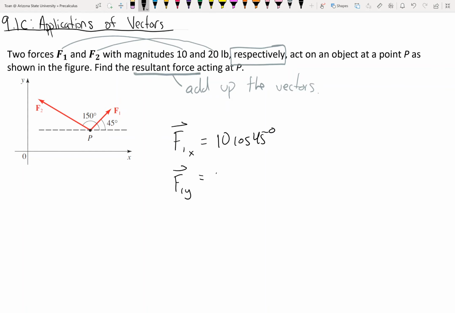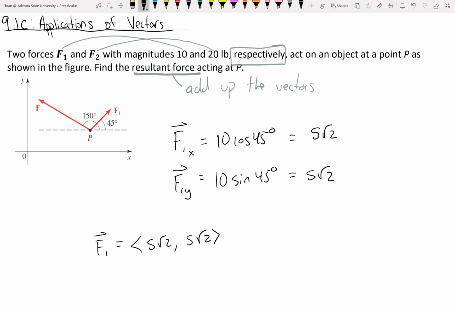F1y is magnitude sine of the angle. 45 is special, so we should be able to figure that out. So that's radical 2 over 2, so it's 5 rad 2s. So F1 in component form is 5 rad 2, 5 rad 2. That's not going to be our answer, but I'm going to start, so I can save it.